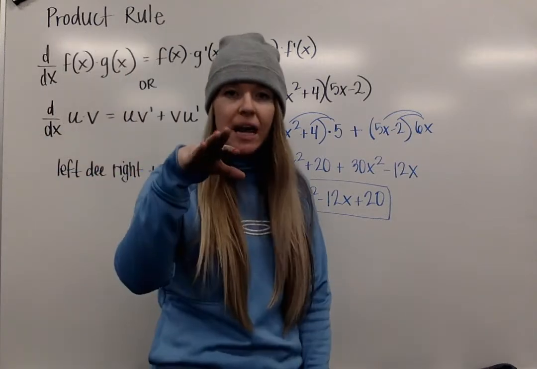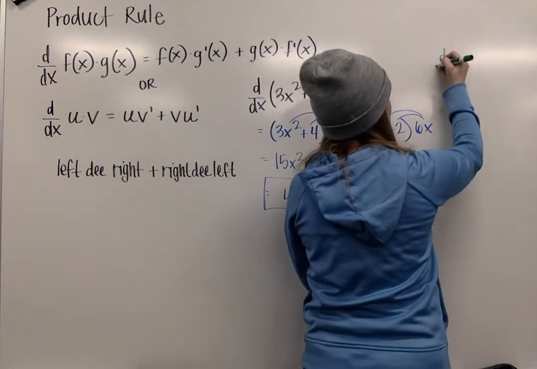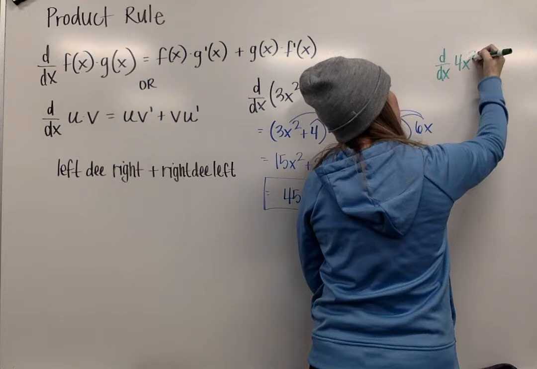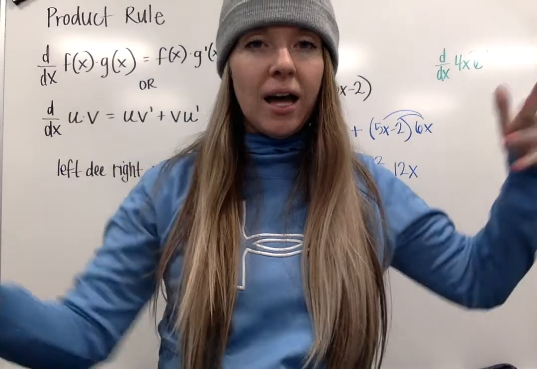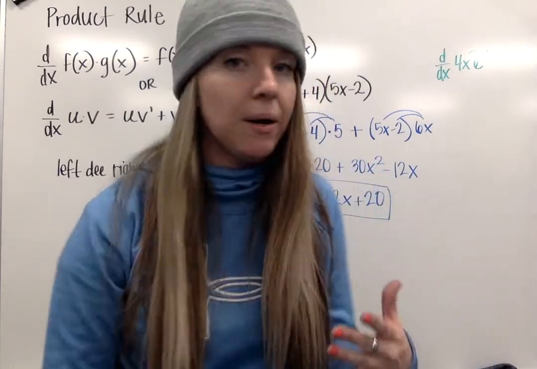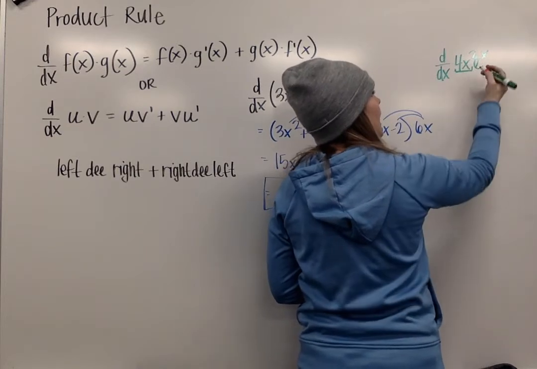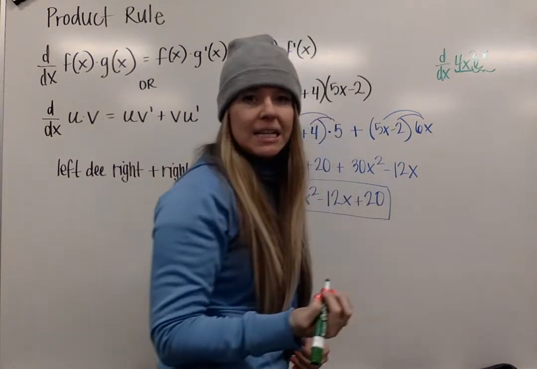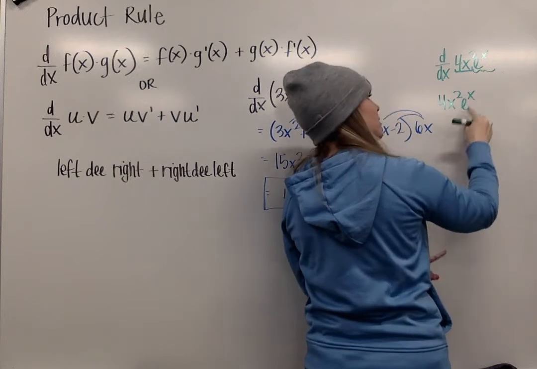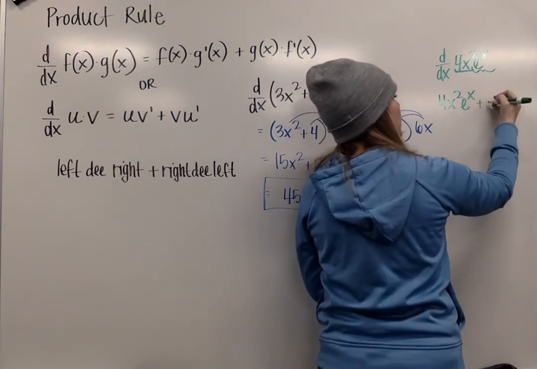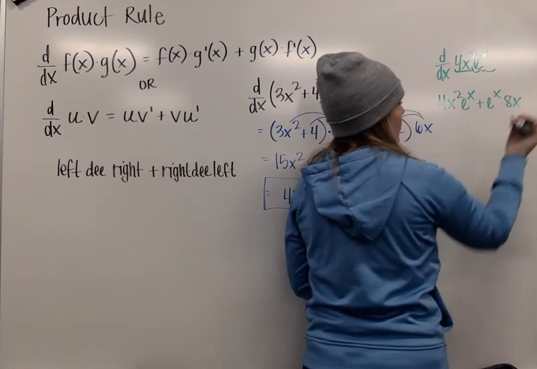Okay, I think I've got a little bit of time. I could squeeze in one more example. This one, I'm going to take the derivative of 4x squared times e to the x. I'm bringing that e to the x in just to keep practicing the different things that we talked about. So my left function is my 4x squared, and my right function is my e to the x. So left d right, the derivative of e to the x is e to the x, plus right d left, the derivative of 4x squared is 8x.